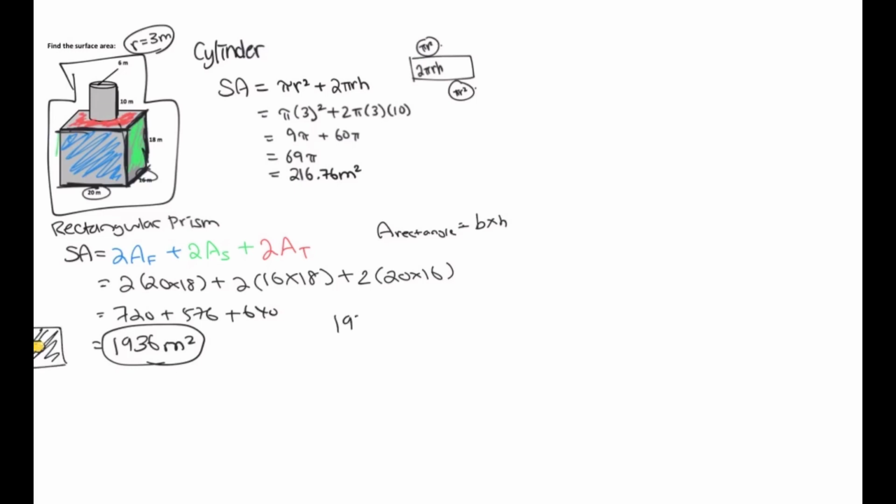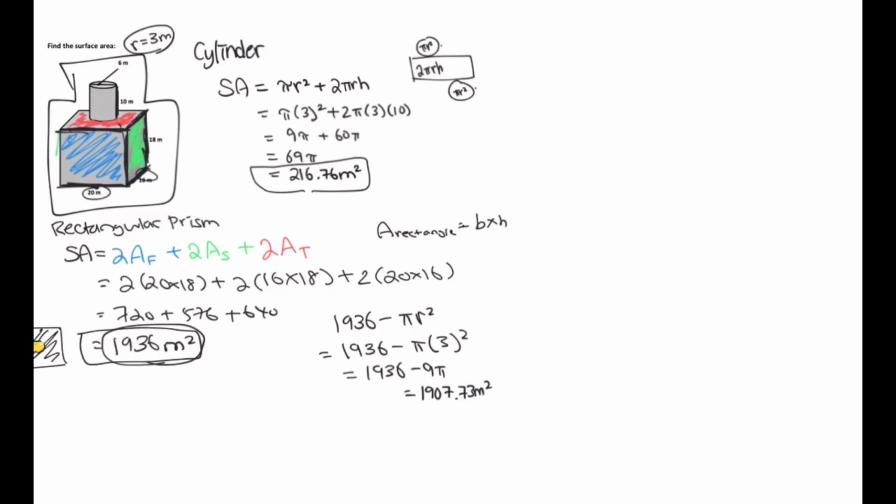So I'm going to go total surface area of the rectangular prism minus the area of the circle, which is pi r squared. 1,936 minus pi times radius squared gives us 1,936 minus 9 pi. This gives us 9 times 3.1415 minus, 1,907.73 meters squared.